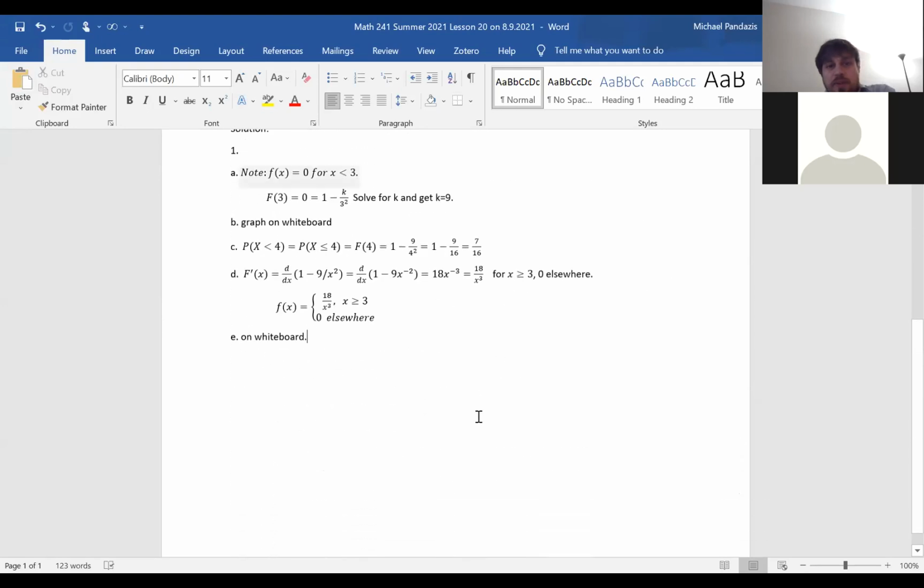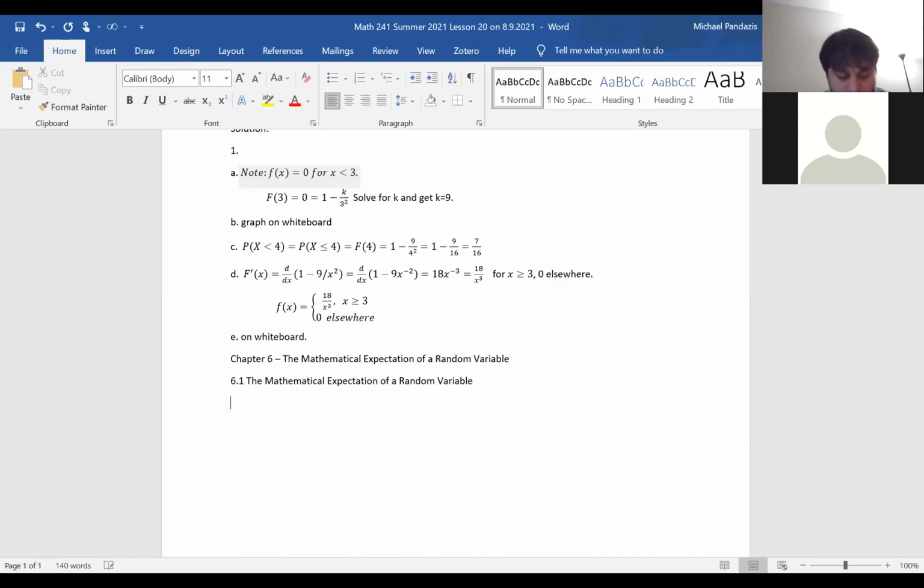Okay, so now we need to keep going with the material. So that was homework 6. Today we're going to talk about chapter 6, which is on the mathematical expectation of a random variable. This class is going to have to be a little bit longer than other classes, so I cover enough material. So 6.1 is on the mathematical expectation of a random variable. And 6.1.1 is an introduction.